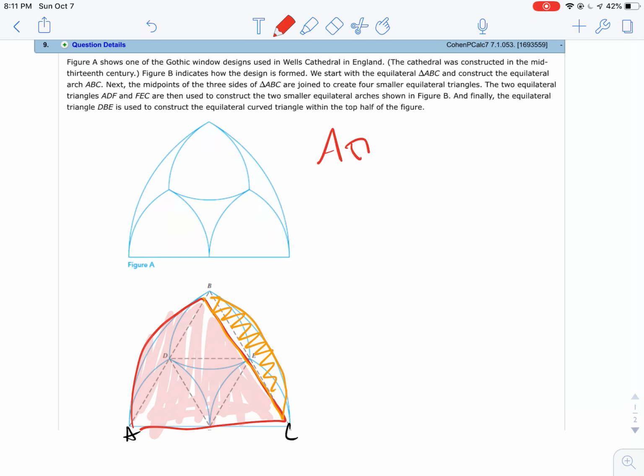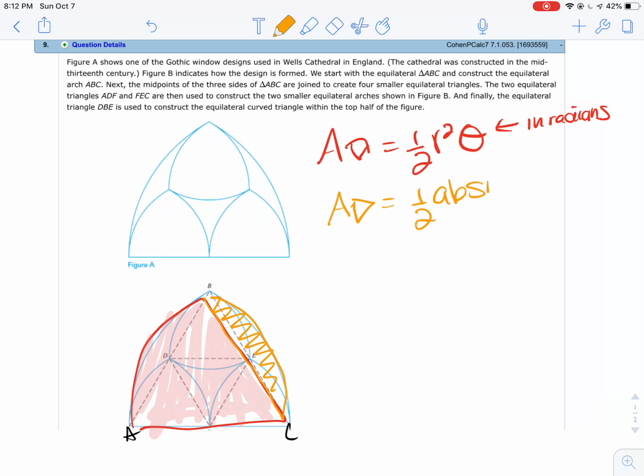We need the area of a sector, which is 1/2 r squared theta in radians, and we need the area of a triangle, which is 1/2 AB sine of the angle included, the angle in between. So to get the area of the sector, we're going to plug in 1/2 r squared theta, but instead of r squared, we're going to plug in s squared, and instead of theta, we're going to plug in pi over 3. So we get s squared pi over 6.